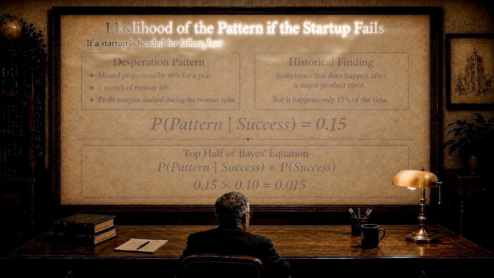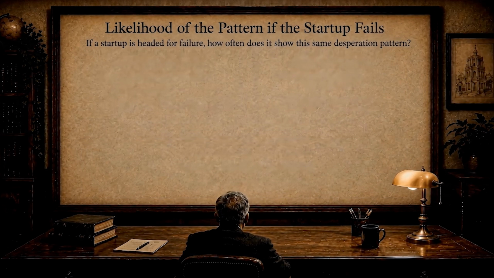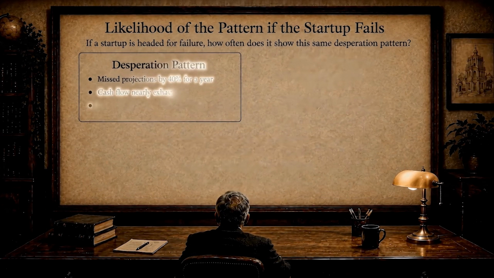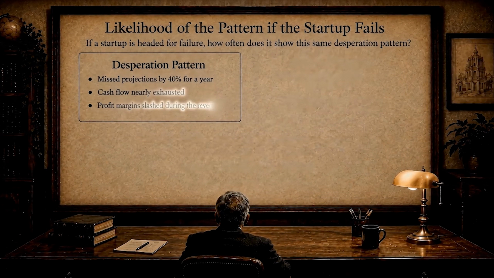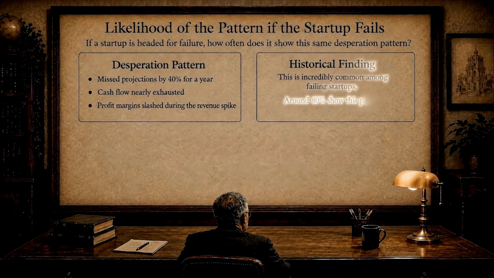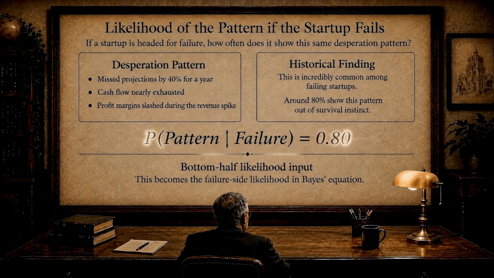If a startup is ultimately going to fail, what are the odds that the founders panic? What are the odds that they bleed their cash flow dry, realize they are going to miss targets by 40% for a straight year, and decide to generate a dramatic revenue spike by aggressively slashing margins right before asking you for a final check? Let's say your hypothetical database shows that this is quite common. Around 80% of startups going through this issue that fail do this out of survival instinct.